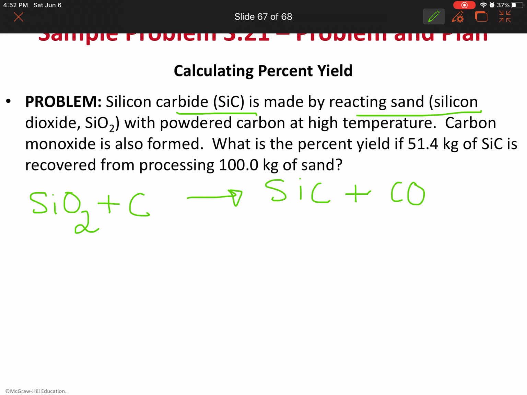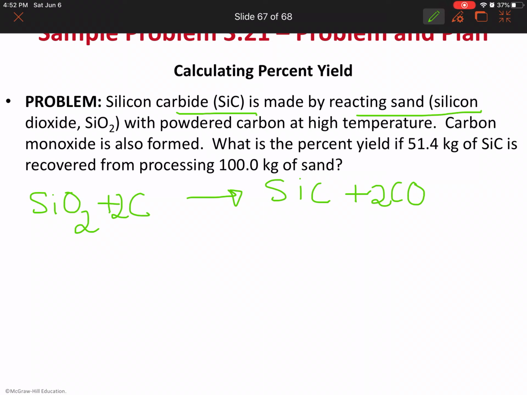And let's see if this is balanced. We have one silicon, one carbon, 2 oxygen. Since it became 2 carbon monoxide, you have to put 2 right there. Always make sure you balance the reaction. And also you can put the states.